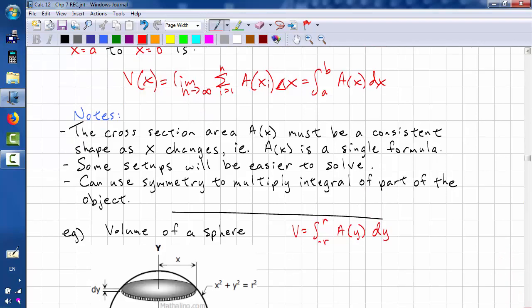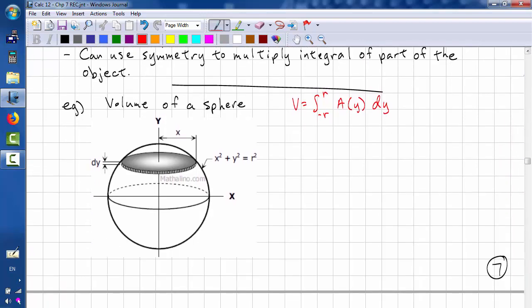So let's look at our first object. I'm going to do the volume of a sphere. We have y going in this direction, x going in this direction. We're going to integrate from negative r to r. This is our cross-section, and that's a disk. We have the thickness of the disk, and we calculate x based on r. x squared plus y squared equals r squared. This is a cross-section as a disk.